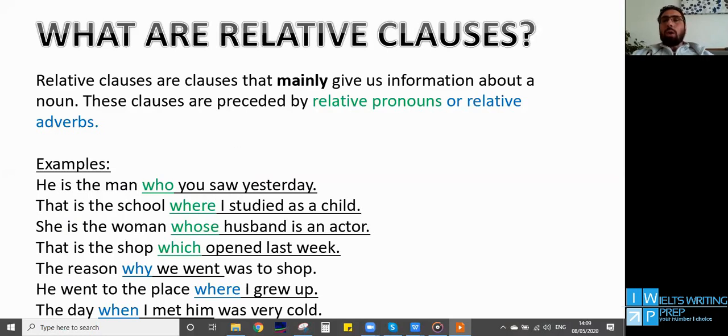Now, at the beginning of these clauses, we start off with a relative pronoun or a relative adverb. It's not really important that you know which is which, but all you need to know is the ones that we use: who, where, whose, which, why, and when. These are the commonly used ones. Of course, there are others, but for writing, this is all we need.